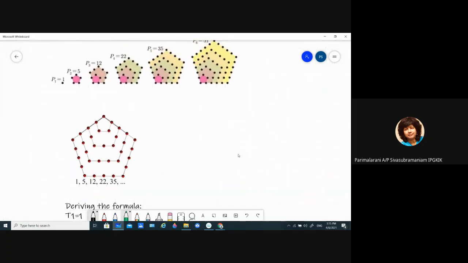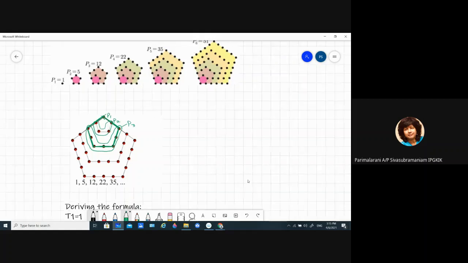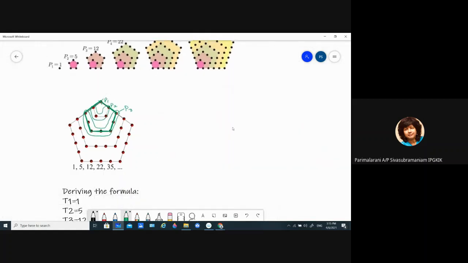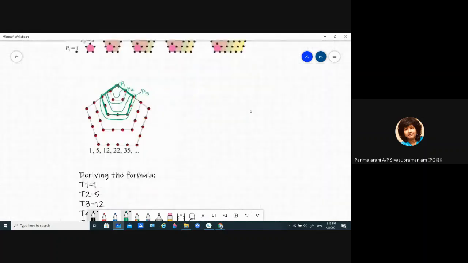Or you can look at it like this. This is the first one here, P1, one dot, and then you add these 4 dots to make the second term. For the third term, we add another set of gnomons here. This becomes P3. So this is a new pentagon here, and a new pentagon here, and so on. So there are many ways of looking at these numbers.